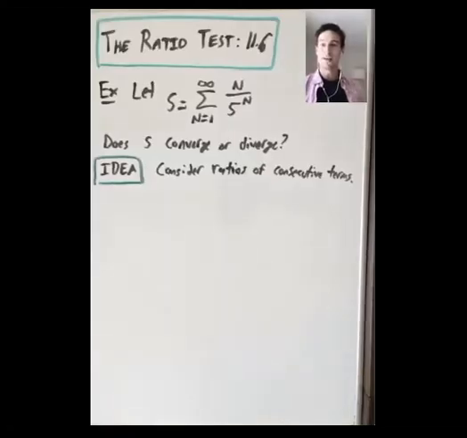In this series of videos, we're going to talk about the rest of section 11.6 of Stewart's book. That is, we'll cover two tests for whether a series converges or diverges, the ratio test and the root test. So let's start with the ratio test.